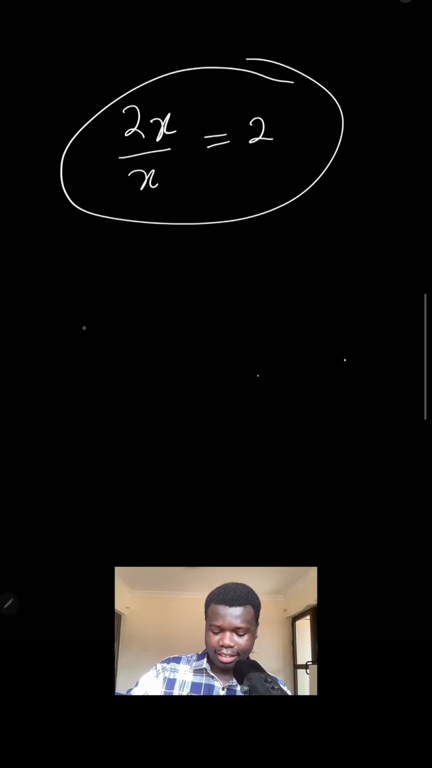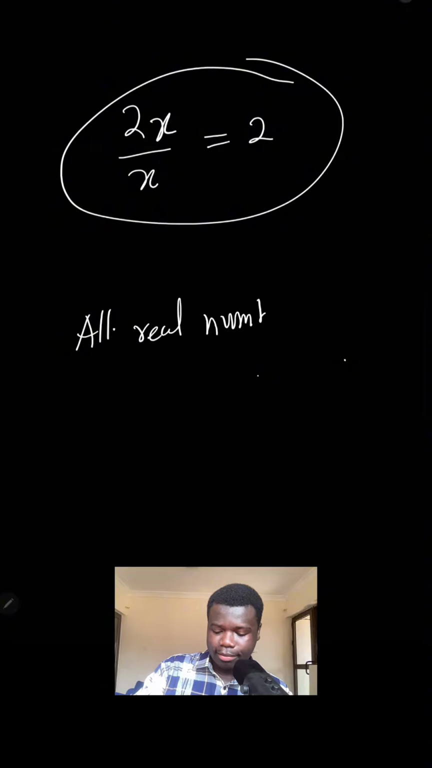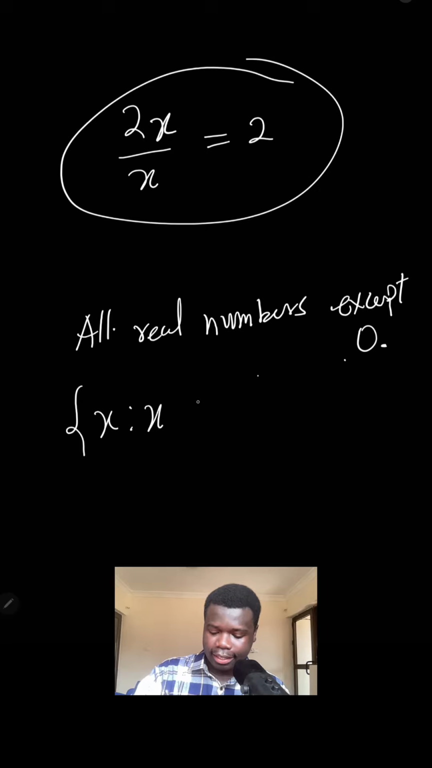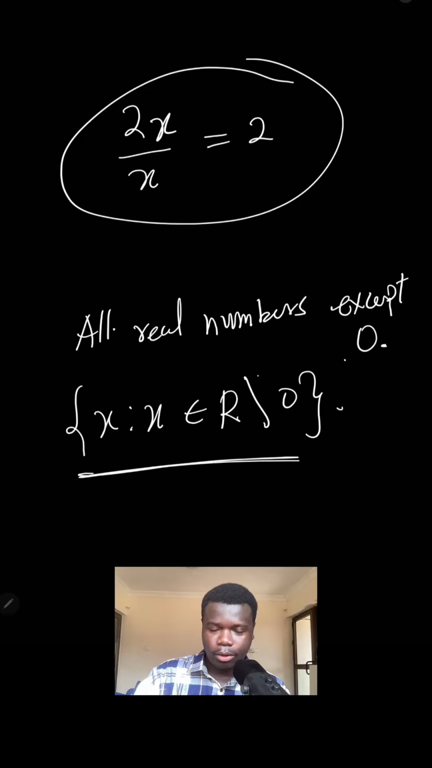are all real numbers with the exception of 0. Okay? So the answer is all real numbers. Or you can write it mathematically: x is a member of real numbers with the exception of 0. Okay? This is the proper way or the proper answer.